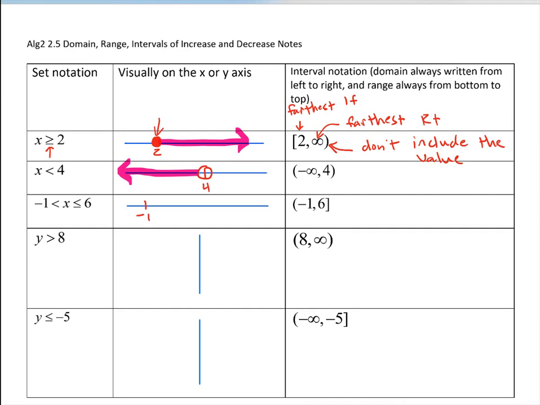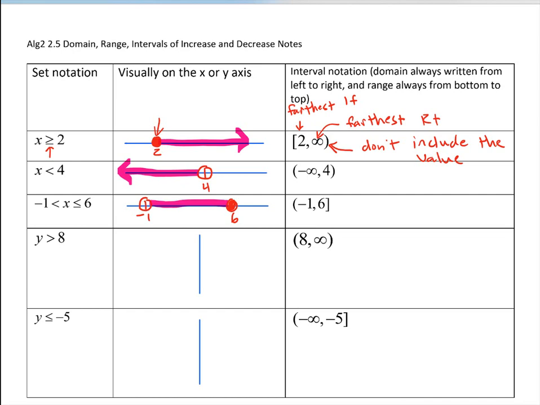Let's try another one. We have from negative 1 to 6. At negative 1, we don't include it, so open bubble. At 6, we do include it, so closed bubble, color it in. And then x is in between these values. So in interval notation, starting from left to right, the farthest left is negative 1, and we don't include it, so we have negative 1 and a parentheses telling us we don't include it. The farthest to the right we go is positive 6, and we do include it, so we have 6 and a bracket telling us we do include the 6.